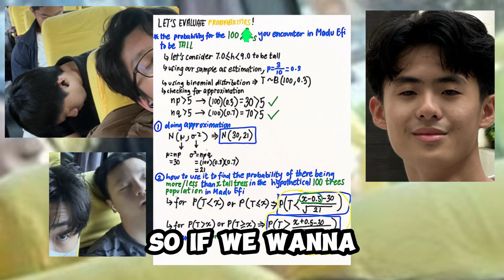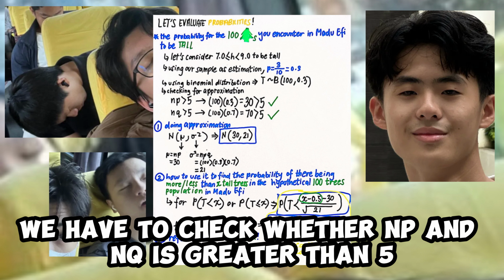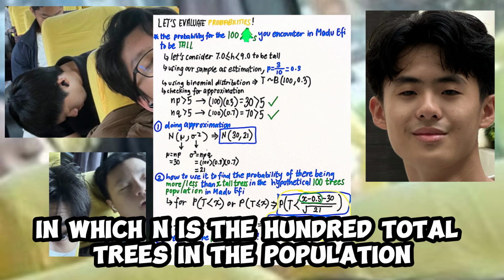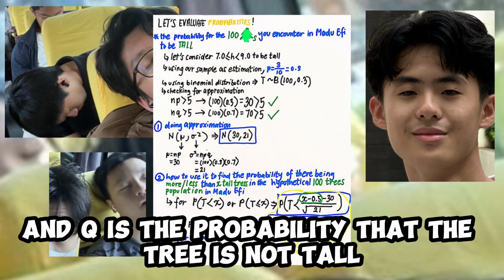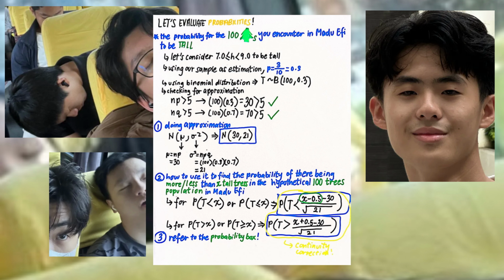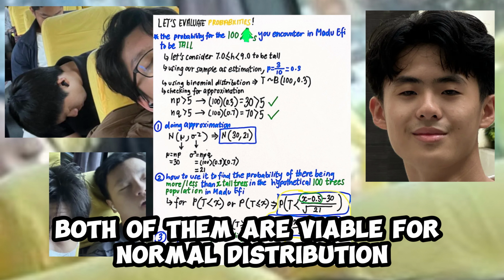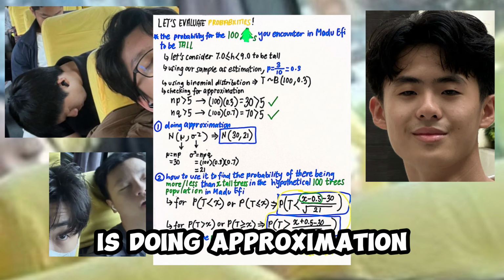So if we want to know whether it's viable for approximation or not, we have to check whether NP and NQ is greater than 5, in which N is the 100 total trees in the population, P is the probability for a tree to be tall, and Q is the probability that the tree is not tall, which is 0.7 from 1 minus 0.3. And after checking, both of them are viable for normal distribution. So the first thing that we have to do is doing approximation.